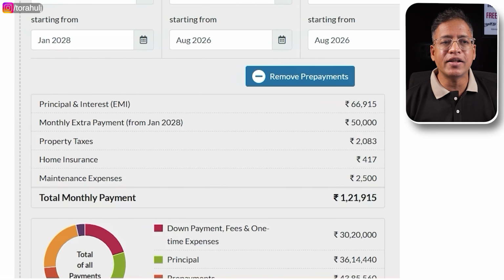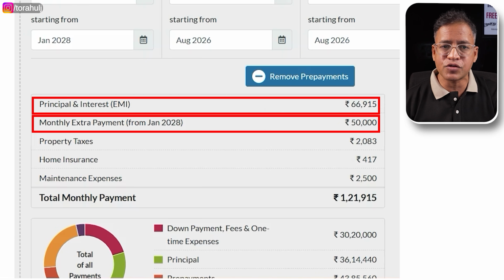Meaning that after 2035, for the next 10 years, the entire EMI that you were paying, which was 66,000 plus this 50,000 rupees per month, that 1,21,000 rupees now you have to invest or to do whatever you want to do, right? Because you've paid your loan early and that money gets unlocked now.